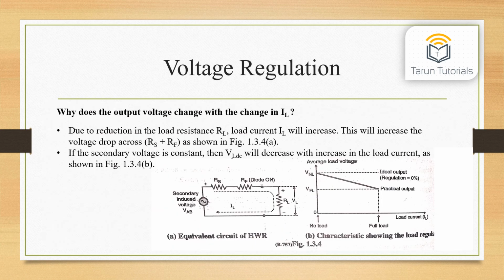Why does the output voltage change with the change in IL? Due to reduction in the load resistance RL, load current IL will increase. This will increase the voltage drop across Rs plus Rf as shown in the figure. If the secondary voltage is constant, then VLDC will decrease with increase in the load current as shown in the figure.